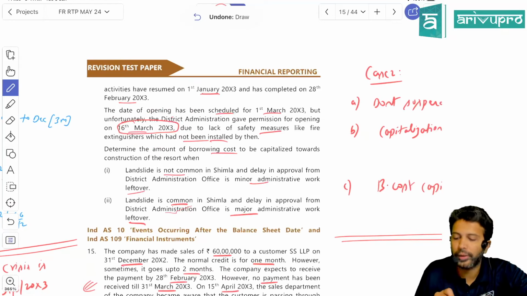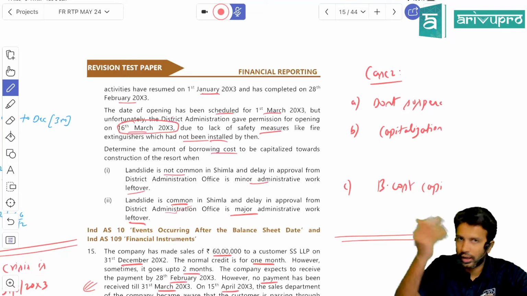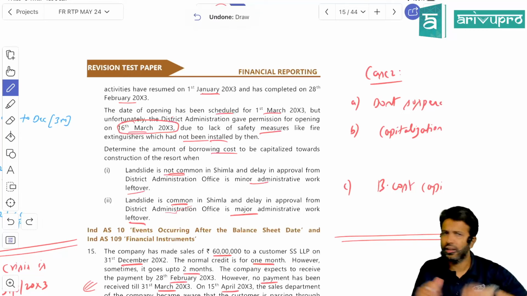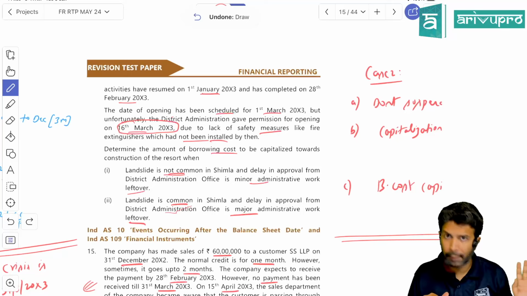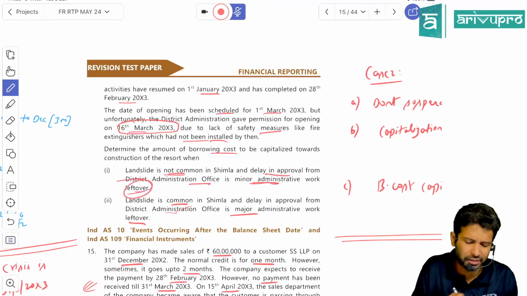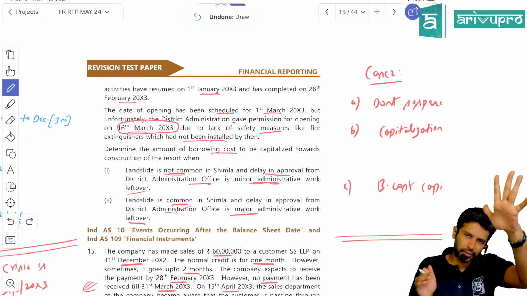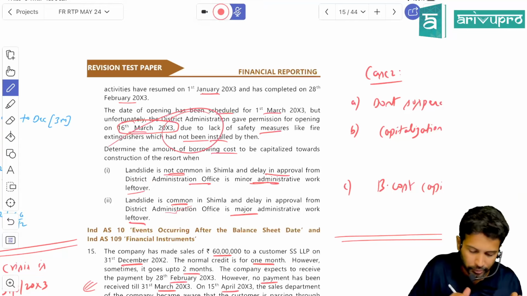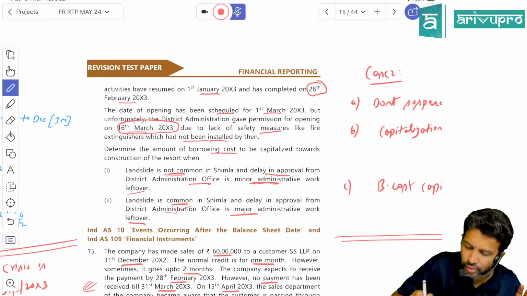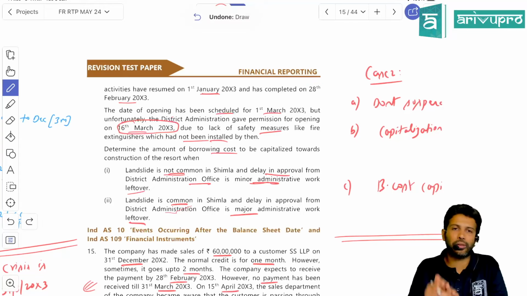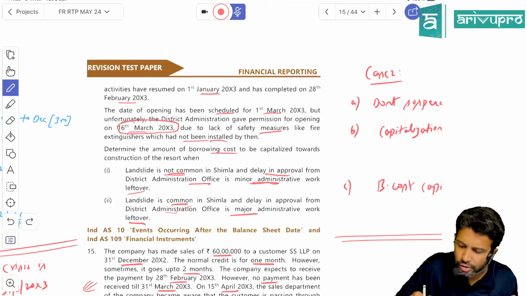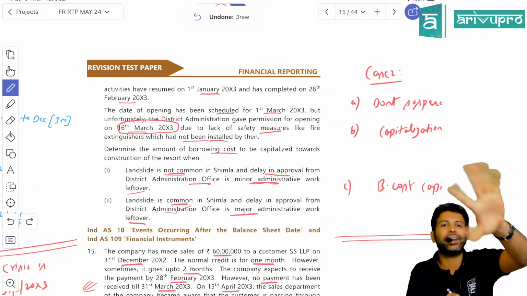Now, determine the borrowing cost to be capitalized towards construction of resort under two cases. One, they only told, check, landslide is not common, meaning in this particular area, landslide will not happen regularly. And delay in approval from administration is a minor administrative work. So it's a minor work, not a major work. So this approval that you've sought from the government is not a major work, it's a minor. That means in this first case, you can stop the capitalization on 28th February because since this approval from the government is a minor work, you could say qualifying asset is substantially completed on 28th February only.